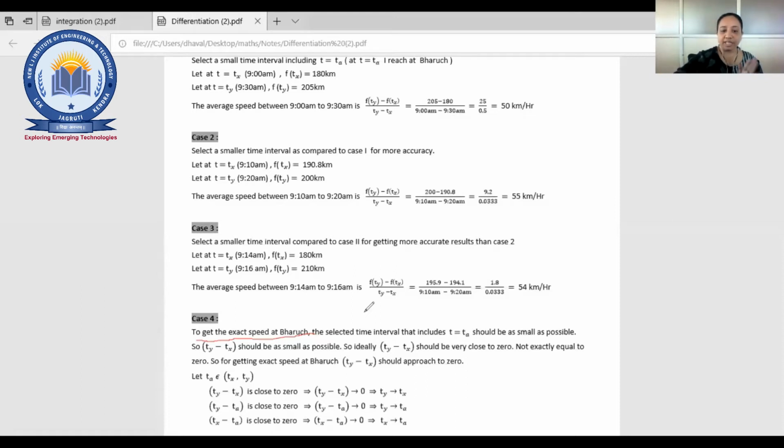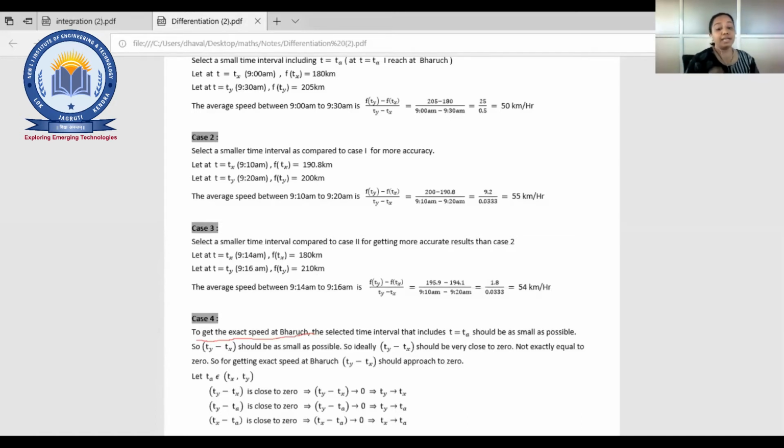So ty minus tx is nothing but a time interval. ty minus tx is not exactly 0, because it is in the denominator, we can't take it as 0. So we have to select a smaller time interval.